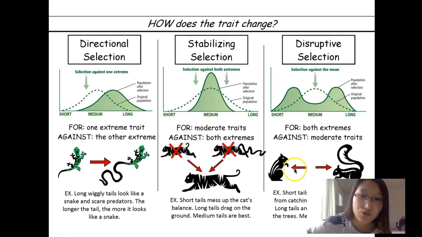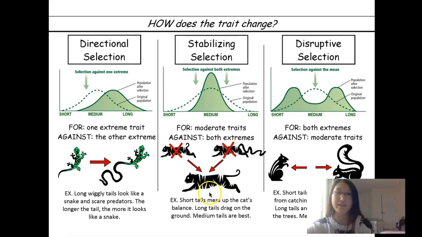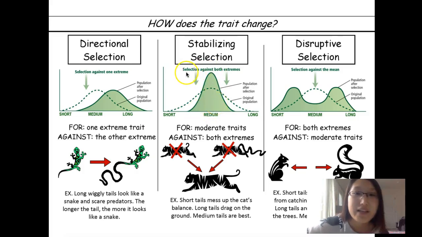For example, having a short tail or a really long tail is not good for these cats. So having a medium tail is the most fit, and the result is the curve is going to go up. This is called stabilizing selection. It says selection against both extremes. When we say select against, that means those traits are not selected for. They're not good for the survival and reproduction of the individuals.